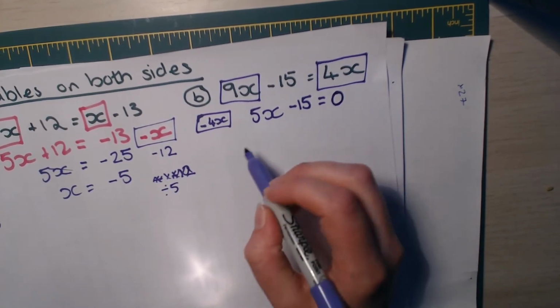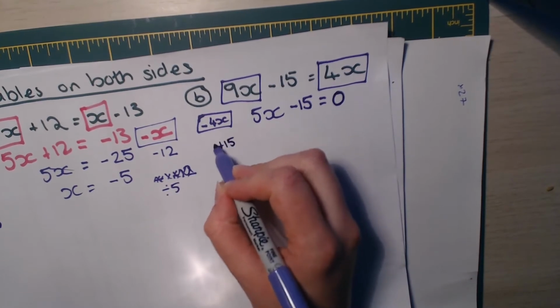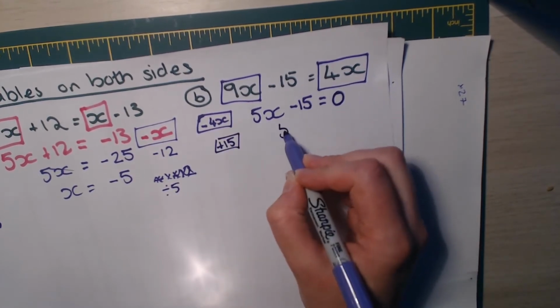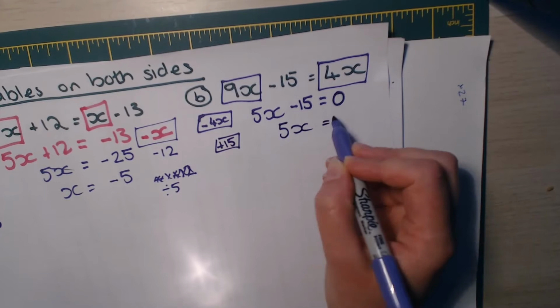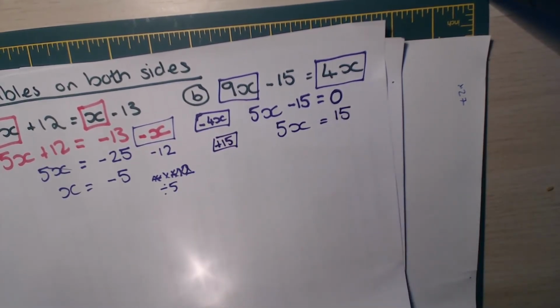So again, we're going to solve now. The inverse of subtract 15 is to add 15. So we get 5x equals 0, add 15, which is 15. It's a bit nicer, it's a bit more familiar now.